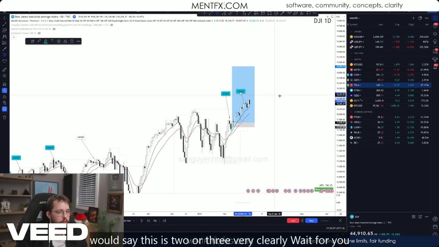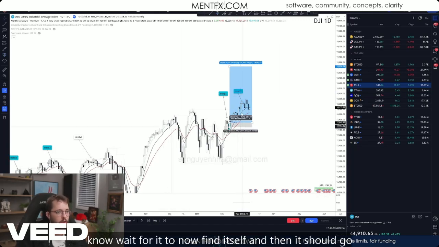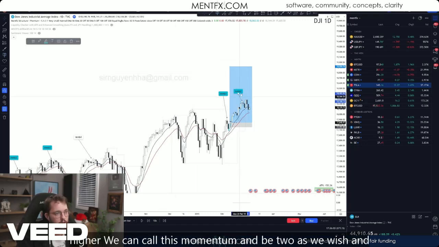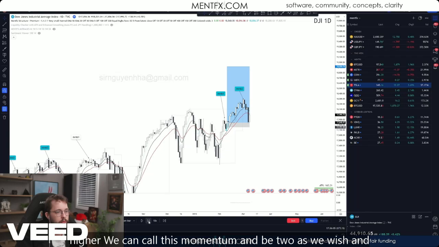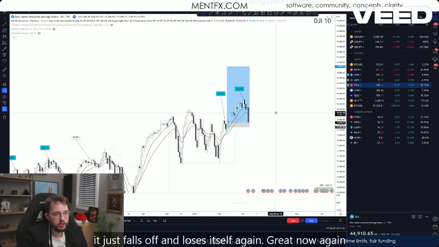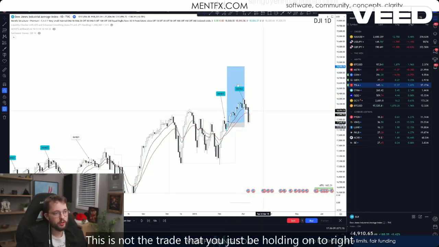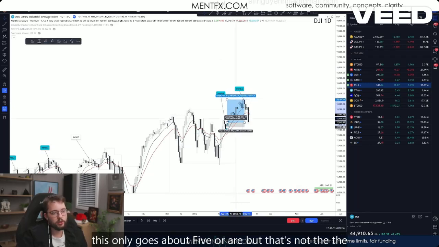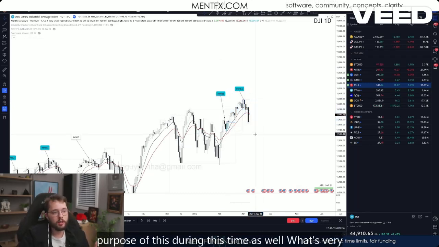Very clearly. Wait for it to now find itself, and then it should go higher. We can call this momentum MB2 as we wish. And it just falls off and loses itself again. Great. Now, again, this is not the trade that you'd just be holding on to, right? This only goes about 5 RR, but that's not the purpose of this.